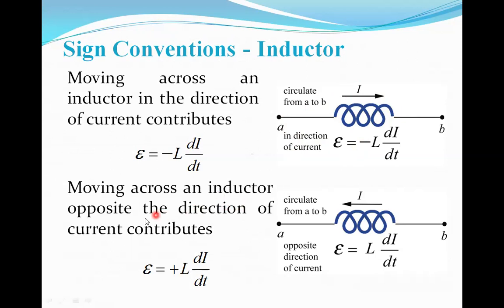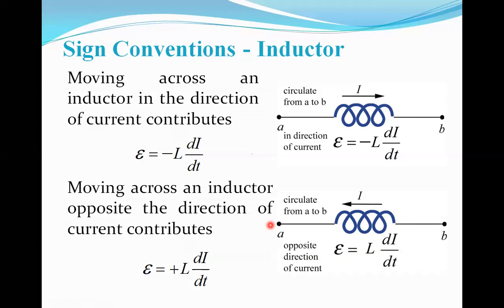Now, moving across an inductor opposite to the direction of the current, the EMF is produced in the opposite direction to the current, so the EMF should be given as plus L dI by dt. So these are the sign conventions: when we have to take a minus and when we have to take a plus. So far we have very clearly understood the role of resistance as well as the role of the inductor in the circuit.